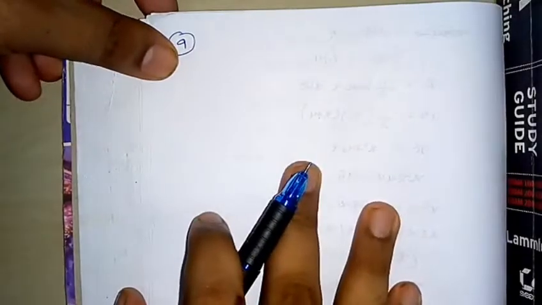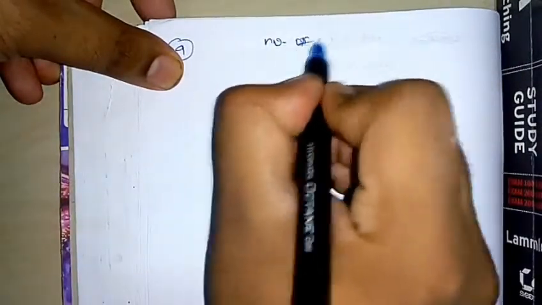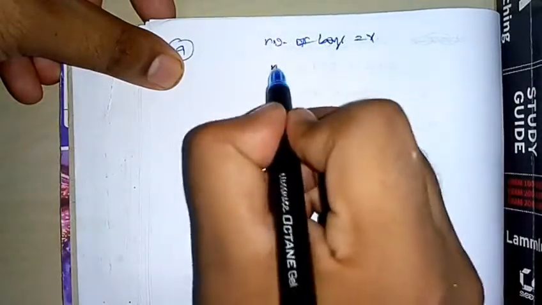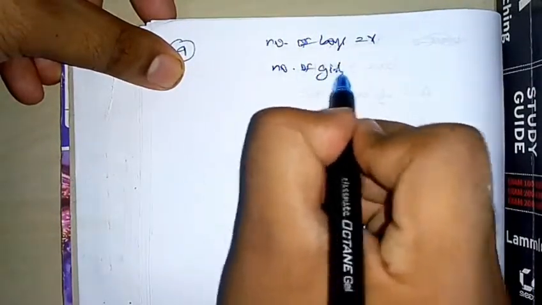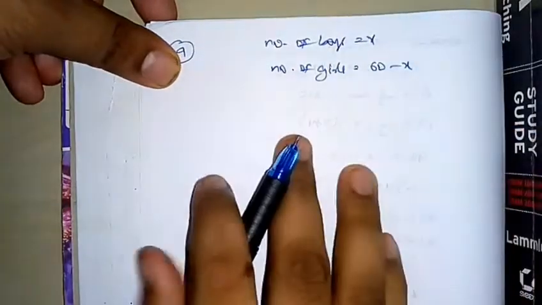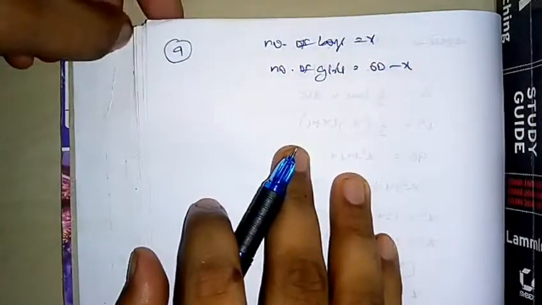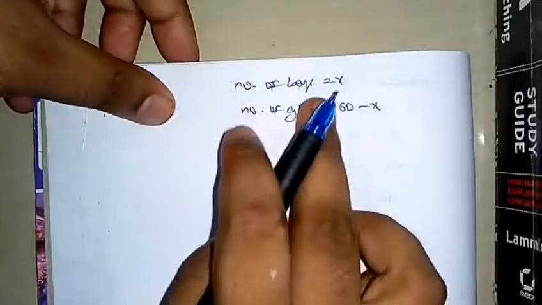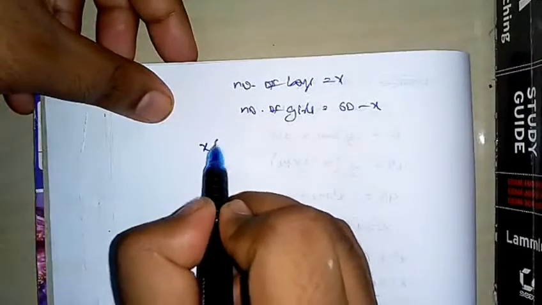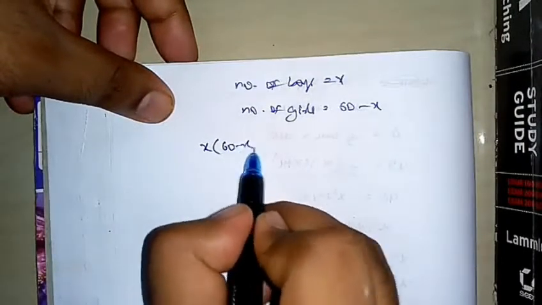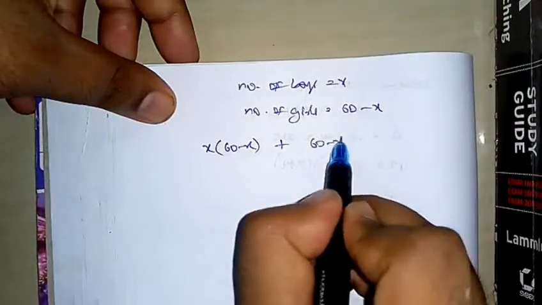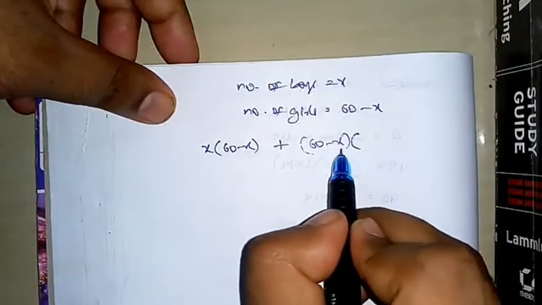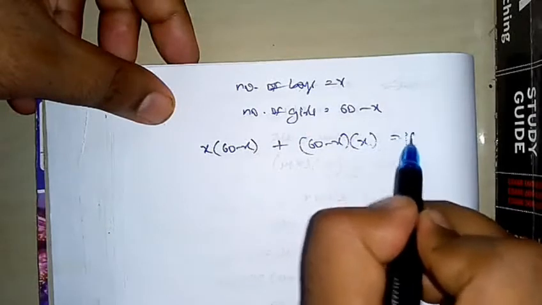Ninth question. In a class of 60 students, each boy contributed rupees equal to the number of girls. The number of boys is equal to x. So the number of girls will be 60 − x. Each girl contributed equal to the number of boys. The total money they collected was 1600. That means total money will be x, number of boys, into the amount collected by each boy, 60 − x, plus the number of girls, 60 − x, into the amount collected by each girl, x. This will be equal to 1600.